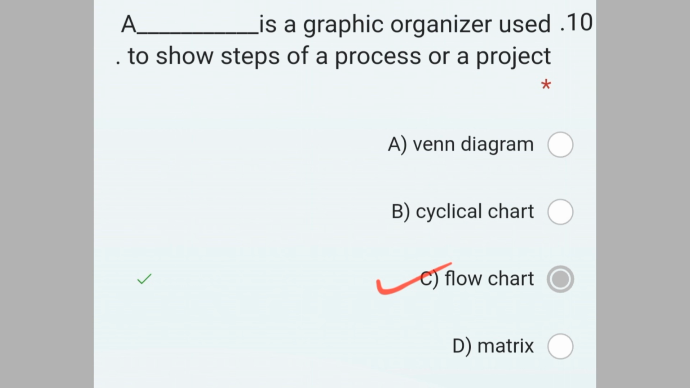10. A ____ is a graphic organizer used to show steps of a process or a project. A. Venn diagram. B. Cyclical chart. C. Flow chart. D. Matrix.